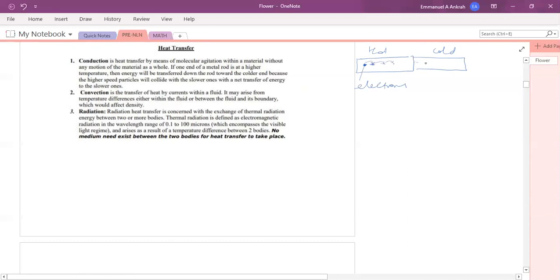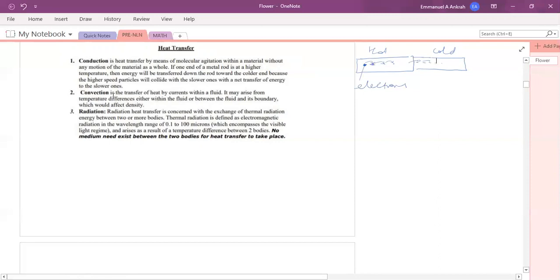It gets here, and these electrons also gain energy. They transfer the energy to the next one, and so on. So the energy gets transferred from one electron to the other. The whole metal doesn't move. That's what we're saying here. Okay, and the second one is convection.